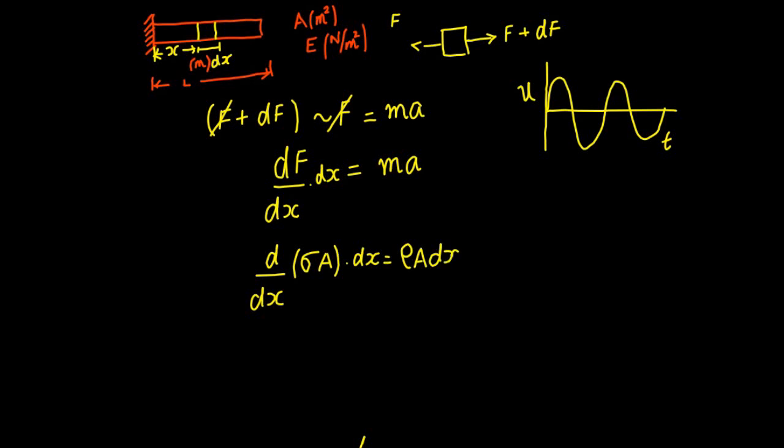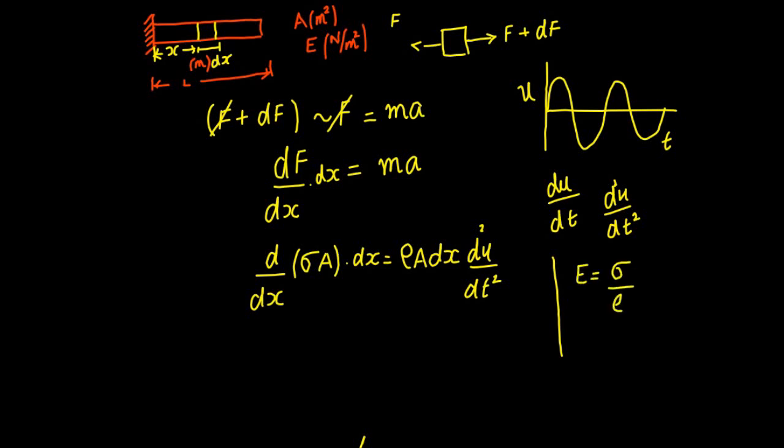And acceleration: if u is displacement, then du by dt is velocity. If du by dt is velocity, then d square u over dt square will be acceleration. So instead of acceleration, I can say it's d square u over dt square. And also in the next step, I'm going to represent the stress in terms of Young's modulus. So Young's modulus is stress over strain. So stress should be Young's modulus into strain, which is du over dx. Strain is change in length divided by original length.